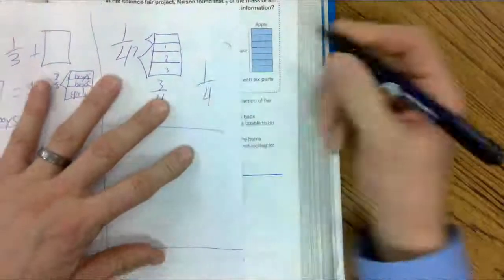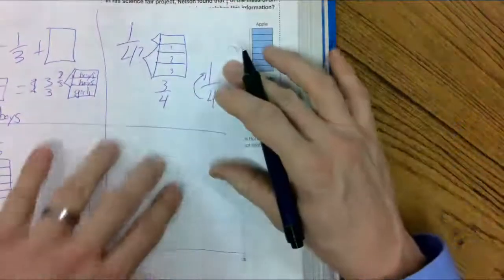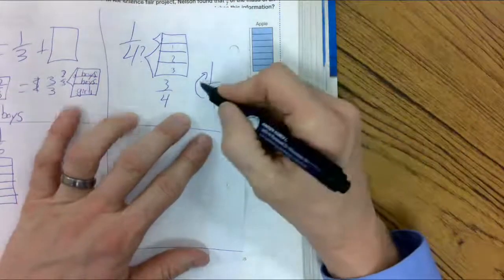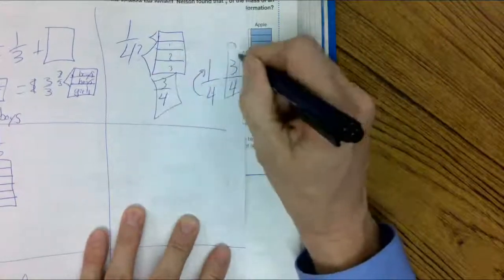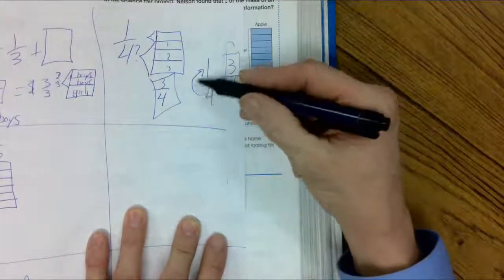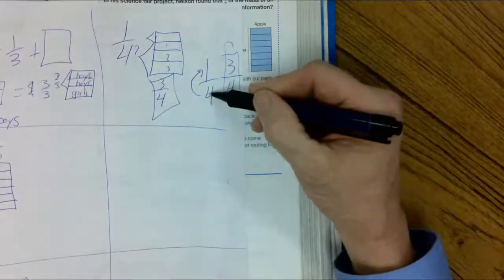3/4. Now here comes my trick. 1/4. Take the denominator and subtract the numerator. 4 minus 1 equals 3, and then keep that denominator. You got the same thing, but it's a little bit easier. Take the denominator, subtract the numerator, get your new numerator, and keep the denominator.